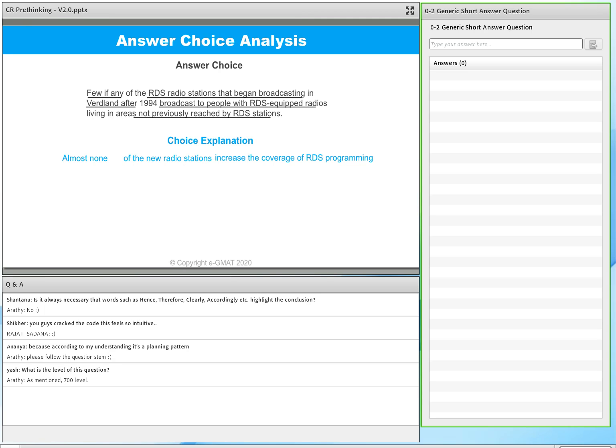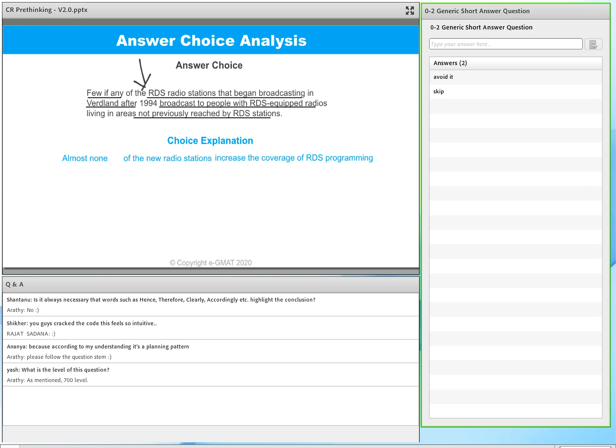It says, few if any of the RDS stations that began broadcasting in Berlin after 94 broadcast to people with the RDS equipped radios living in areas not previously reached by RDS stations. Very convoluted choice. What do we do when we see an answer choice, especially one as convoluted as this one? What do we do as the first thing? Step one is, don't skip it, don't avoid it. Visualize and translate. Then step 2 is asking is it must be true. Simplify, yes.